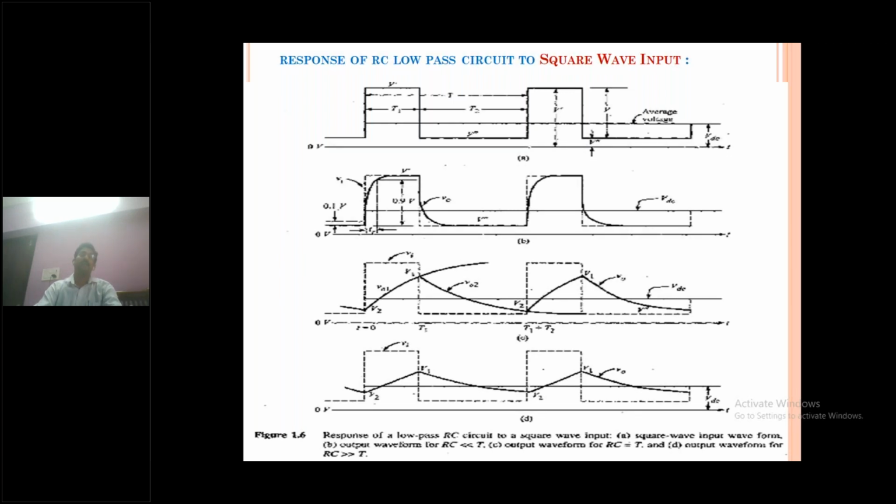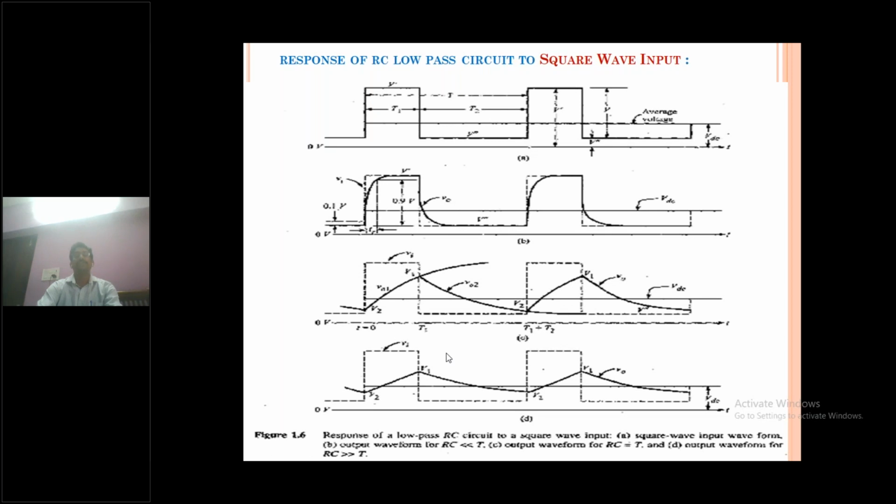That's why the output waveform reads as a triangular waveform. So for a good integrator, the low pass circuit acts as a good integrator when the condition required is RC far greater than T. That means RC greater than 15T, which will be derived later. So a good integrator low pass circuit is also called an integrator. Here the square waveform is converted into a triangular waveform.